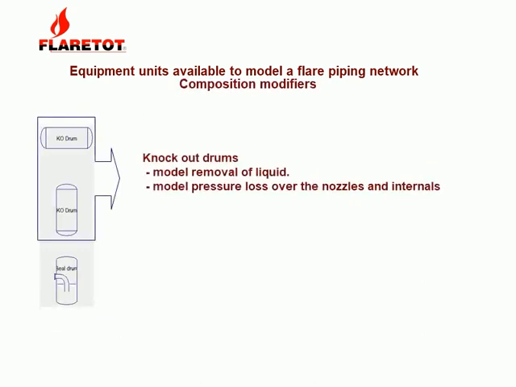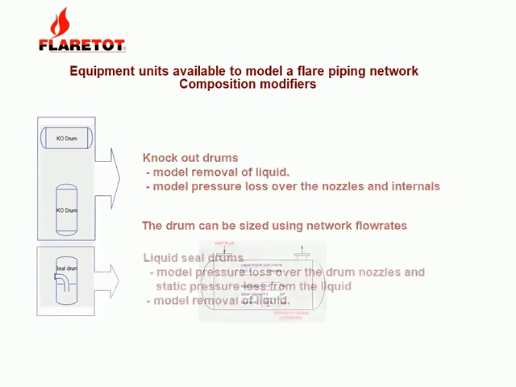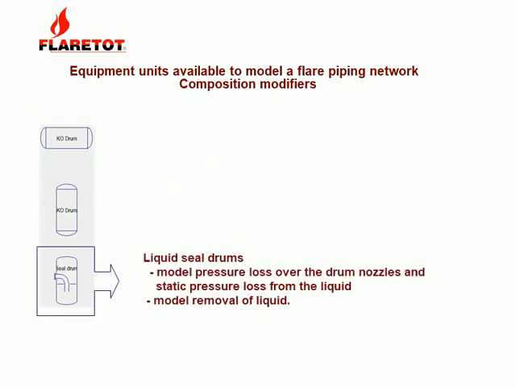Knockout drums are used to model removal of liquid. They also model the pressure loss over the drum nozzles and internals. The drum can be sized based on the flow rates through the drum when the network is solved. Liquid seal drums model pressure loss over the drum nozzles, as well as static pressure loss resulting from the liquid seal. They also model removal of liquid.